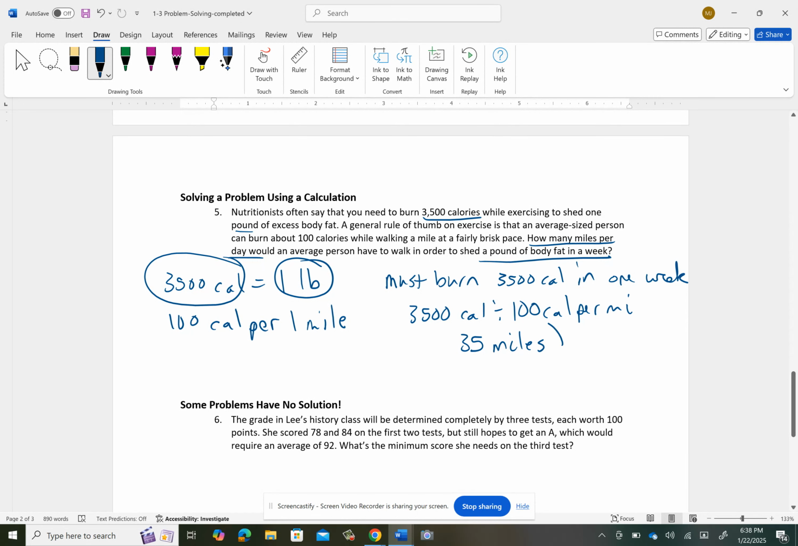Okay. So I'm thinking the answer, this right here is what I think the answer would be. So then I can work backwards to check it. 35 miles, that would burn 3,500 calories. That would burn 1 pound of body fat.